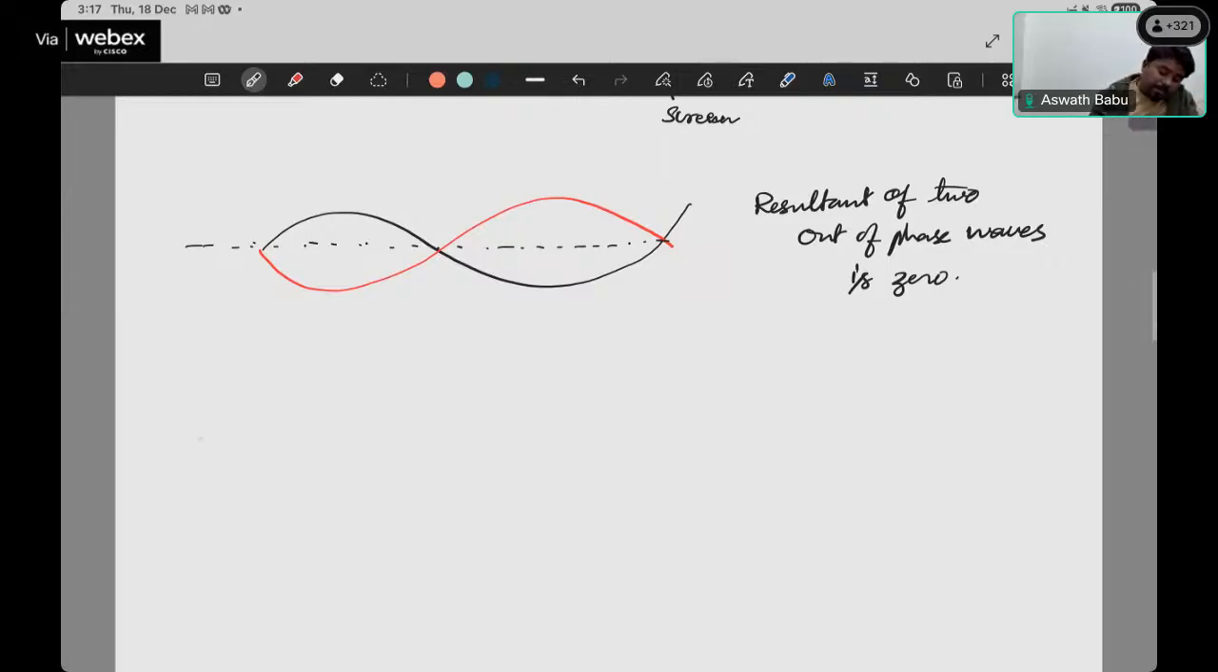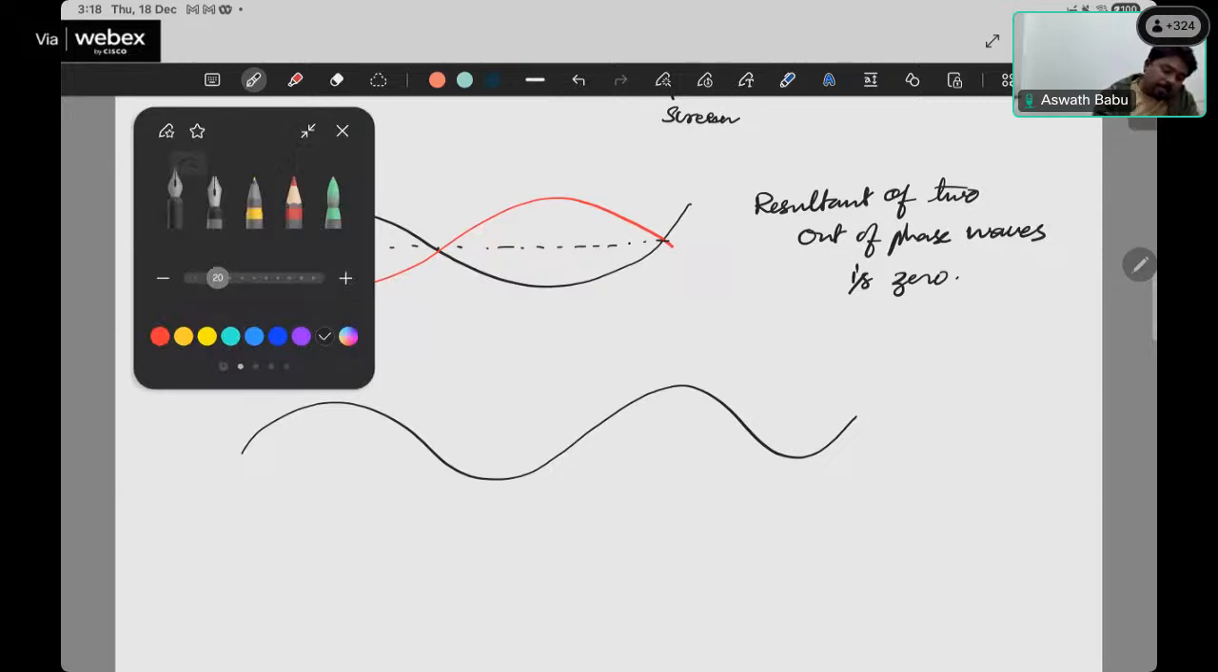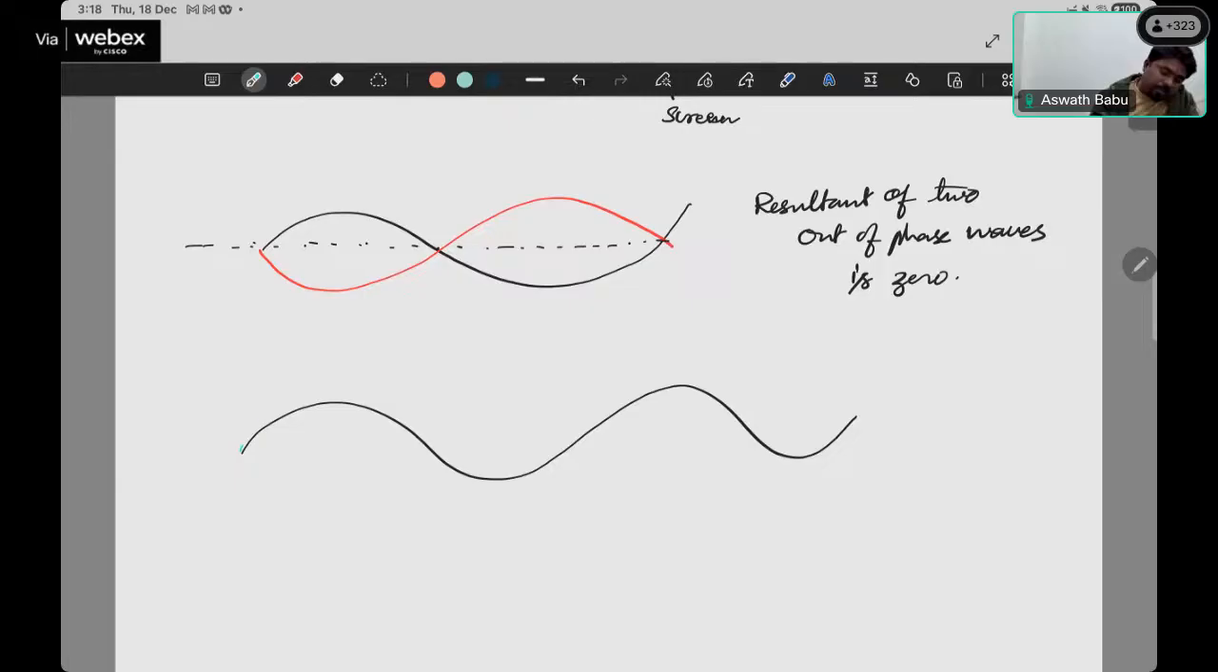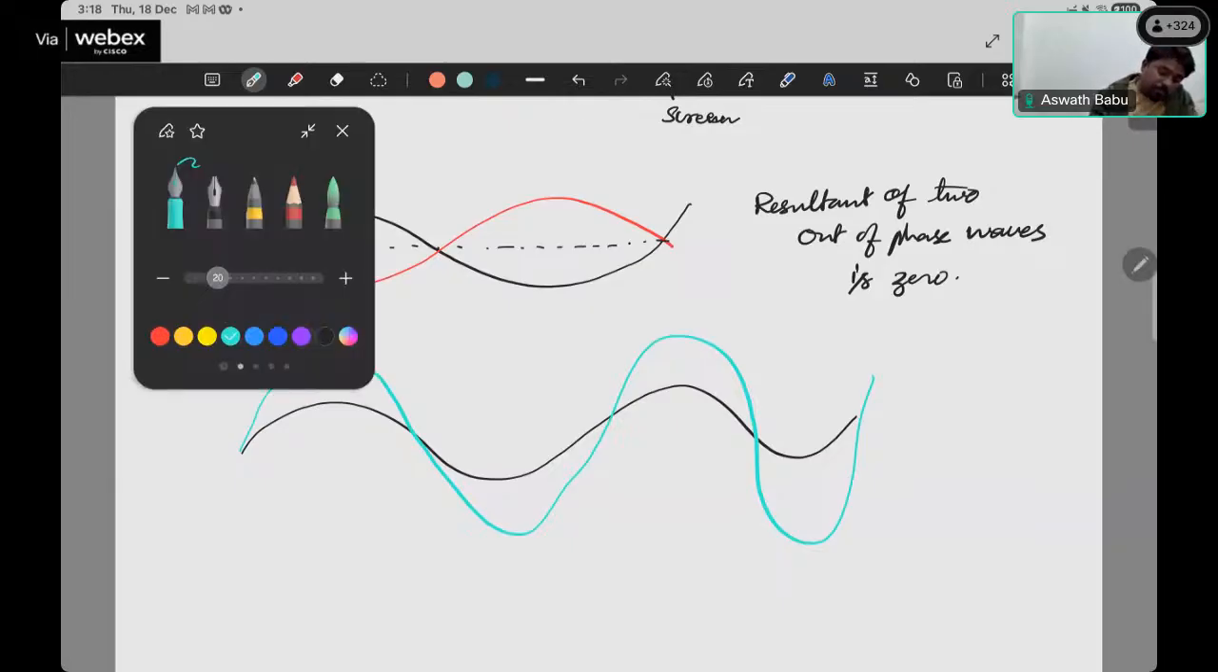If the rays are traveling like this, they need not have the same amplitude. So they can be like this. See here, both are in phase but the amplitudes are different. But what is the resultant? Definitely some resultant will be there. What is the resultant? Let me show you.